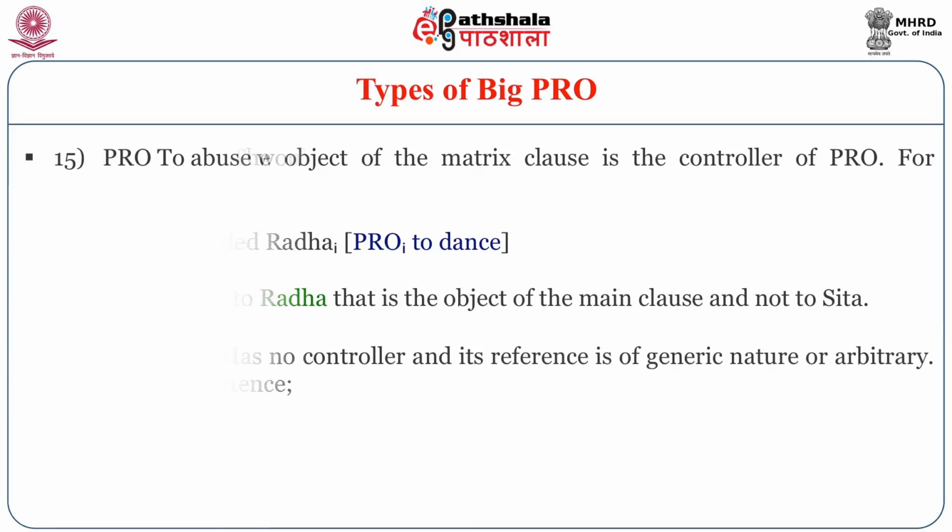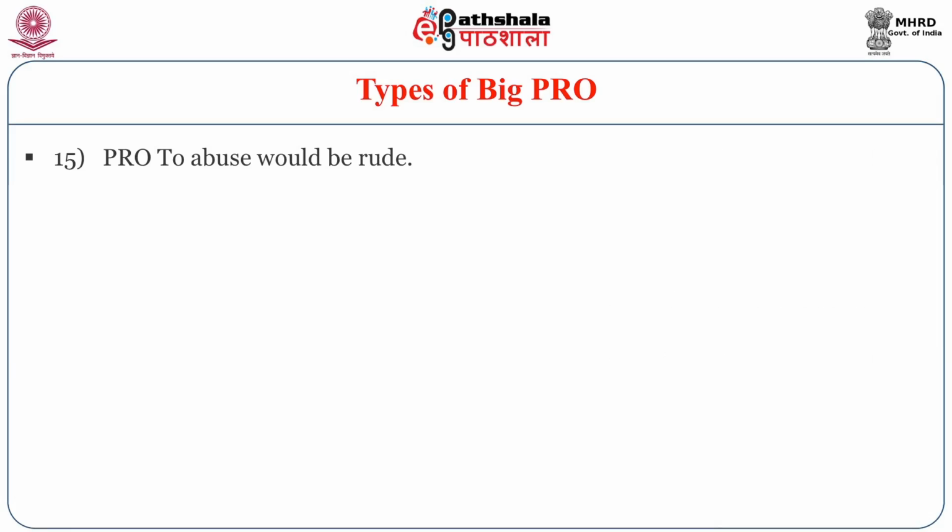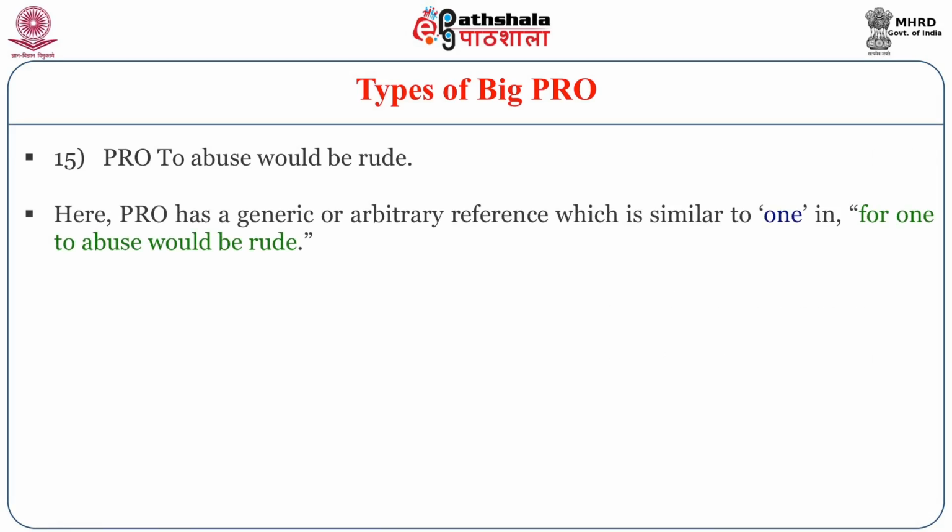Let's see the sentence: PRO to abuse would be rude. Here PRO has a generic or arbitrary reference, which is similar to "one" in "for one to abuse would be rude." There is no object, no subject, just like the previous sentences.